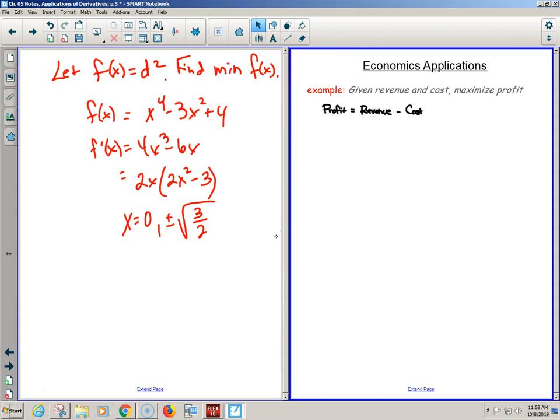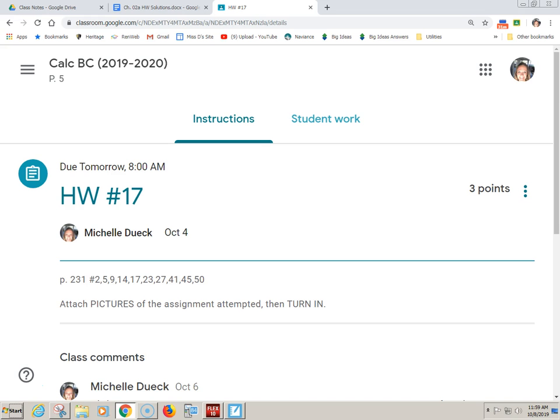So what's that other one that I had up here? Economics applications. Okay, hold on. You wrote down your homework problems, right? All right, so we have number 2. Number 2 is a geometry problem. Number 5 is a geometry problem. Number 9 is a, what do you think? Yep. Number 14 is a motion problem. Number 17 is a geometry problem. Number 23 is a profit problem. Okay, let's go check out number 23.